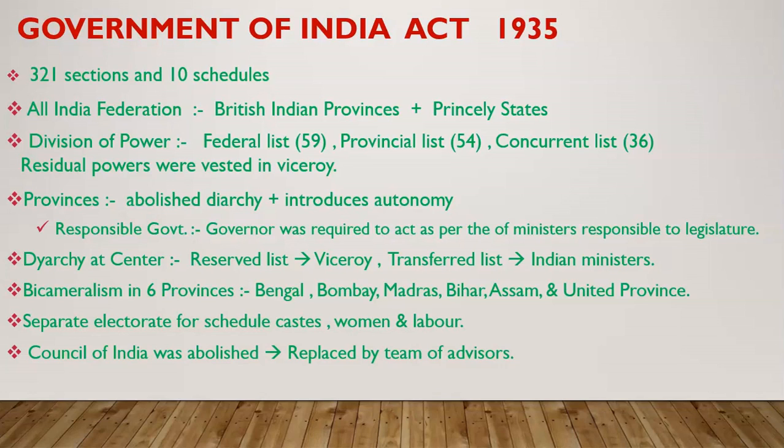As the Governor General of India used to report to the Secretary of State and the Parliament of Britain, now the Governor of a Province would also report to the Secretary of State and the Parliament of Britain. This means the autonomy of provinces increased.